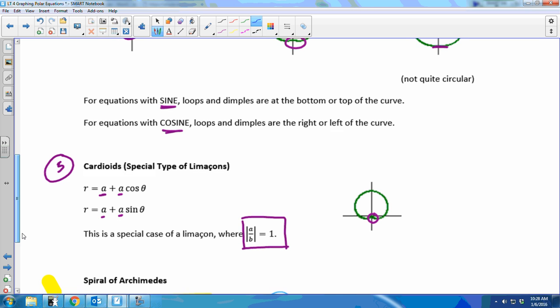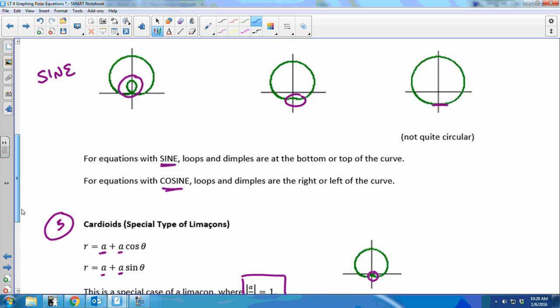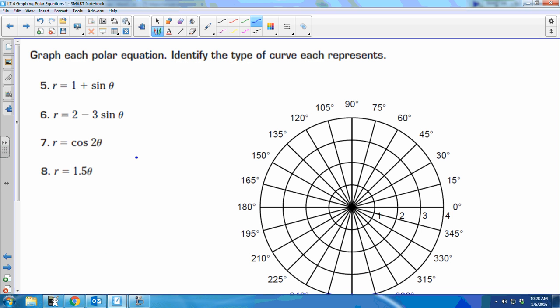It might be a cardioid, because those have plus signs. And it can't be a spiral. So it has to be a limacon or cardioid, right? So we need to look at the numbers that are being added. We have a number plus some other number. Now, in this case, there isn't another number in front of sine, technically. So what number would be there? 1, right? You'd have 1 times sine theta.